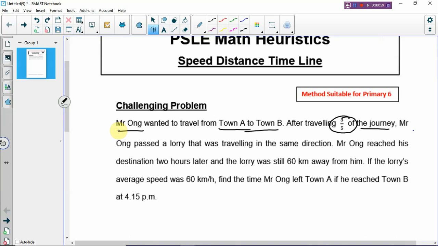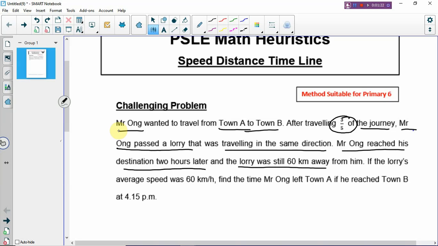So Mr. Ong passed a lorry, right? Passed a lorry, and that was traveling in the same direction. And then Mr. Ong reached his destination 2 hours later, and the lorry was still 60 kilometers away from him. So in this problem, you can see there are two things moving, right? A person, Mr. Ong, and you also have the lorry moving.